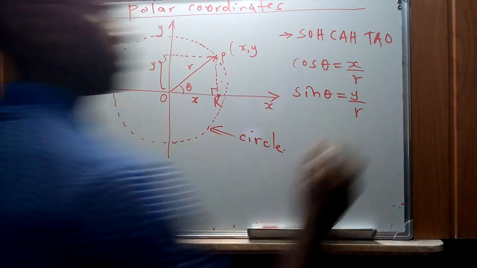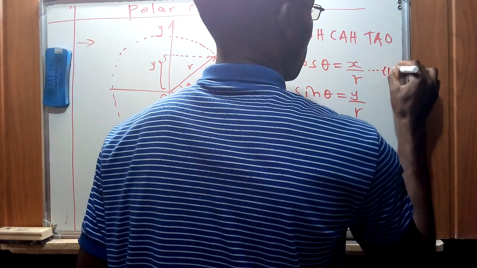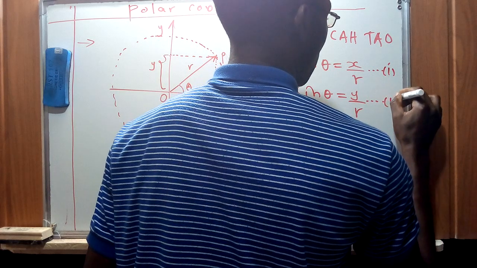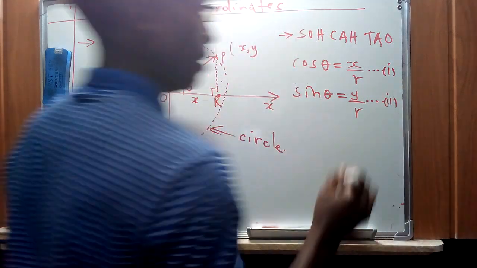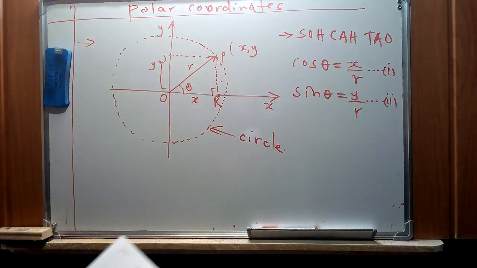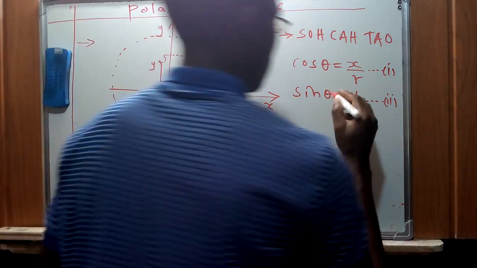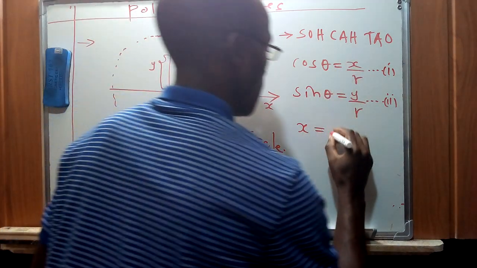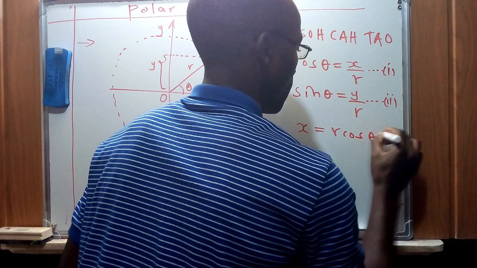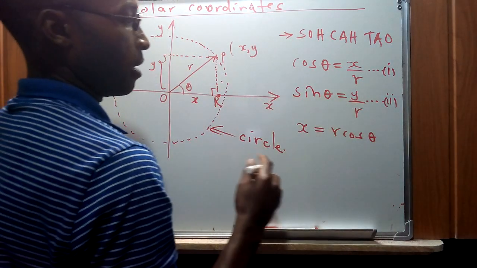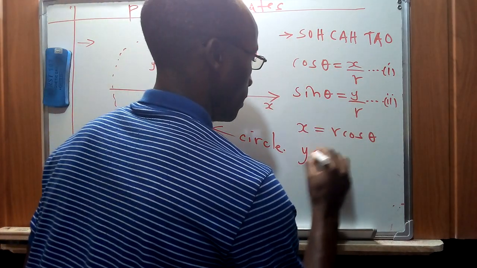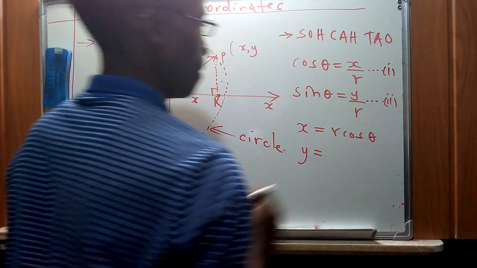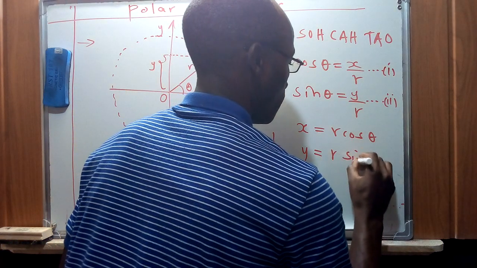So these two trigonometric relationships, which I can give as 1 and 2, can be rewritten as: x for the first one is equal to r cosine of theta, and for the second one I can write y is equal to r sine of theta.